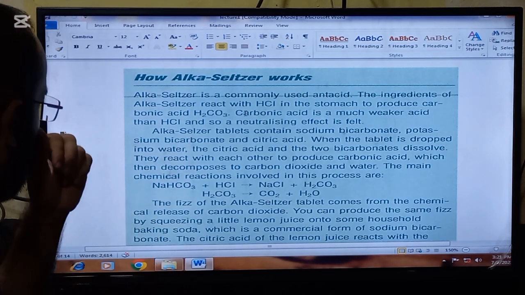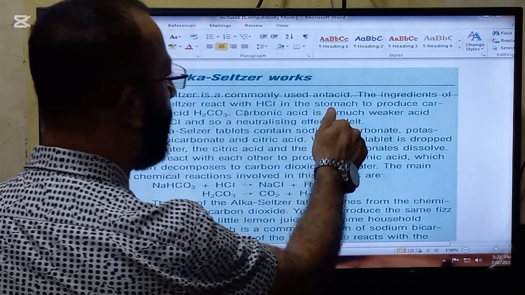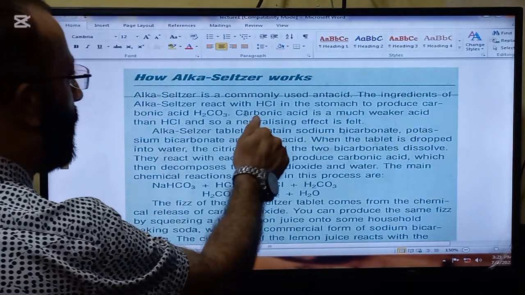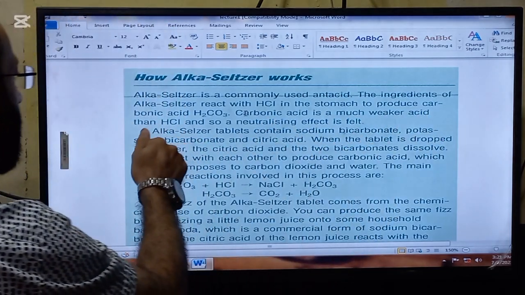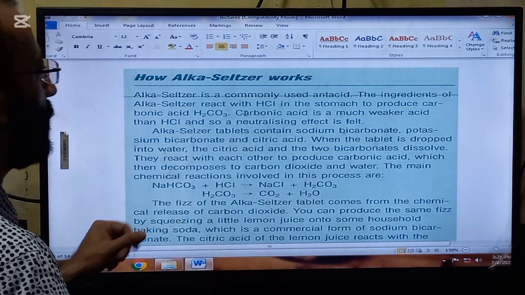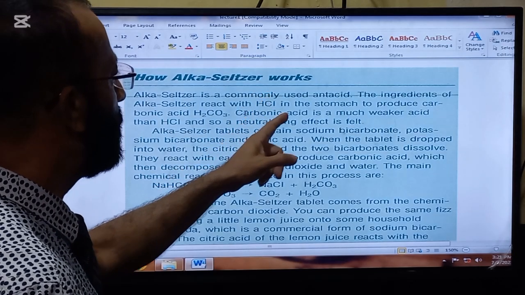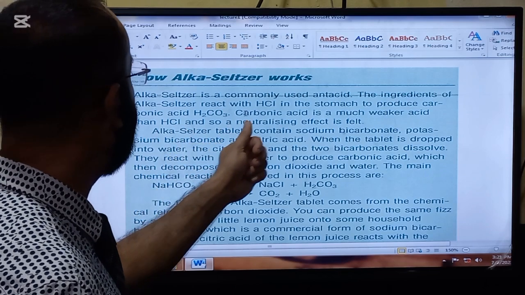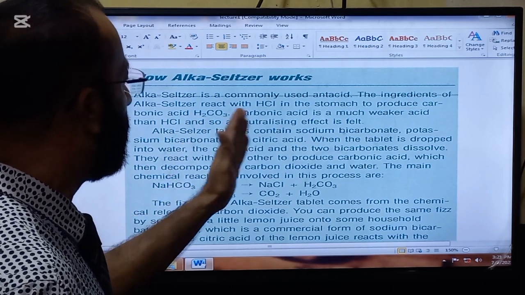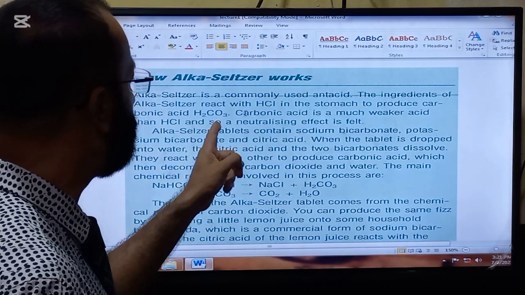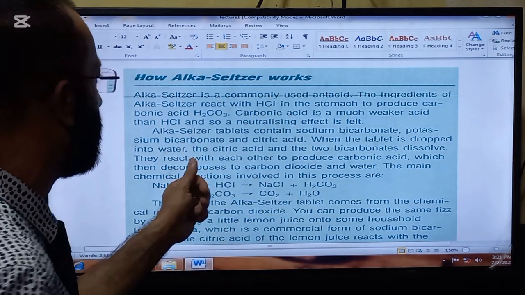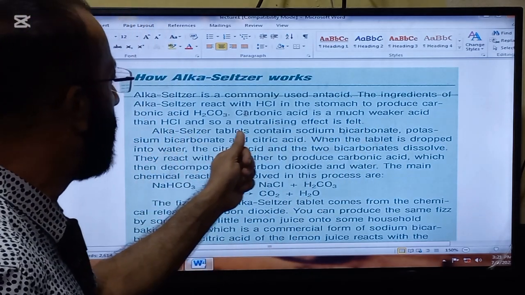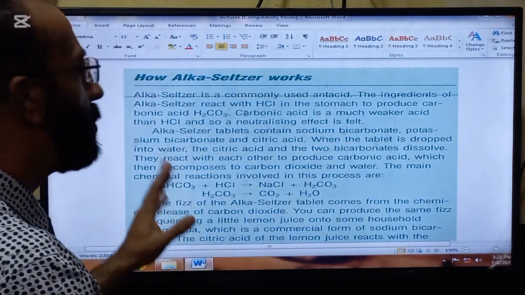Come now, we are going to read. Alka-Seltzer is a commonly used antacid. The ingredients of the Alka-Seltzer react with HCl in the stomach to produce carbonic acid. So this is the function of the Alka-Seltzer tablet. When we drink it with water, that makes H2CO3. That HCl is converted into H2CO3 because of the function of the Alka-Seltzer. Carbonic acid is a much weaker acid than HCl, and so a neutralizing effect is felt. So this is the function.